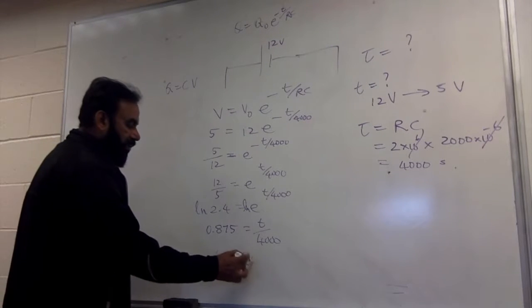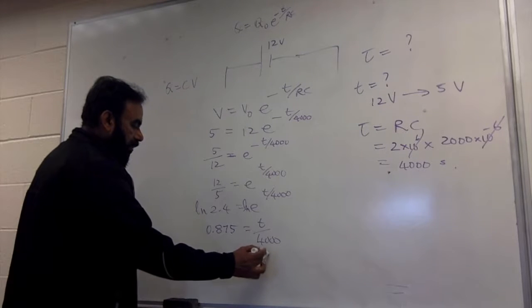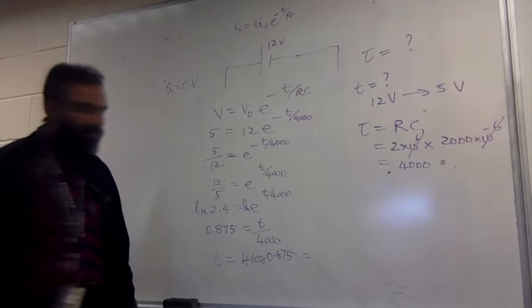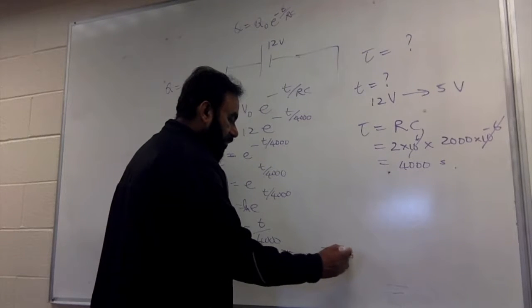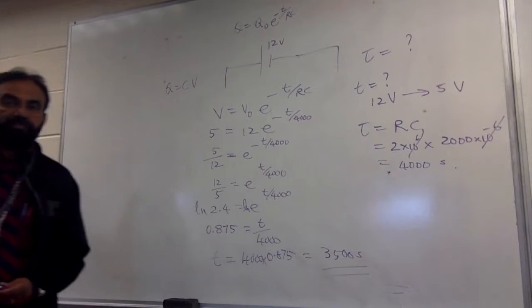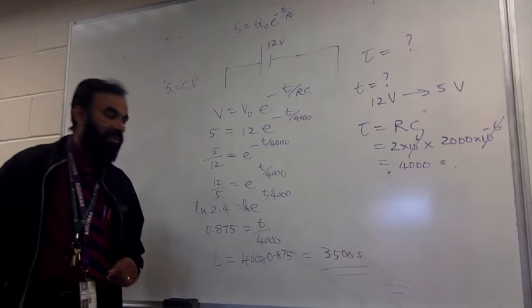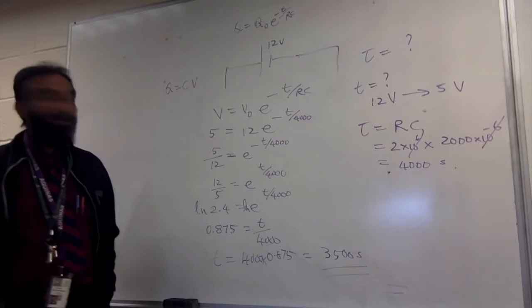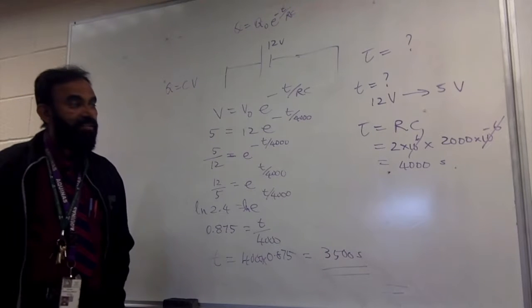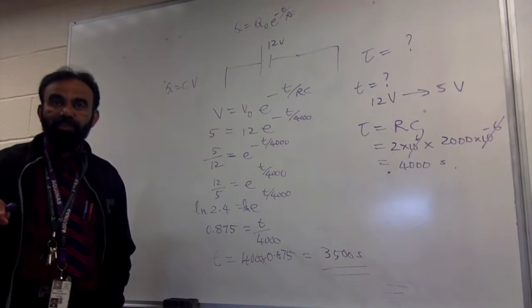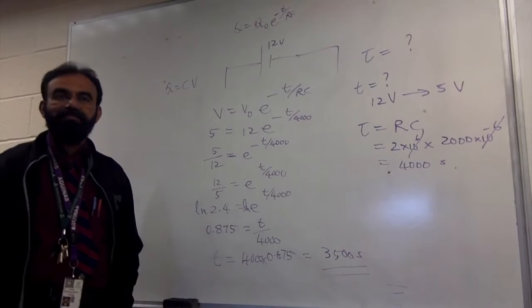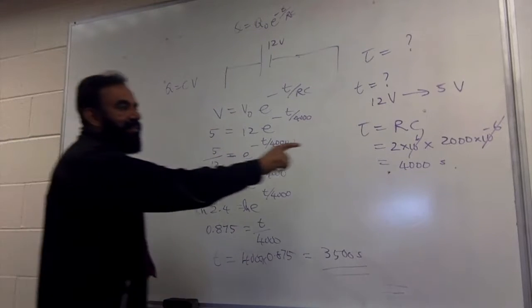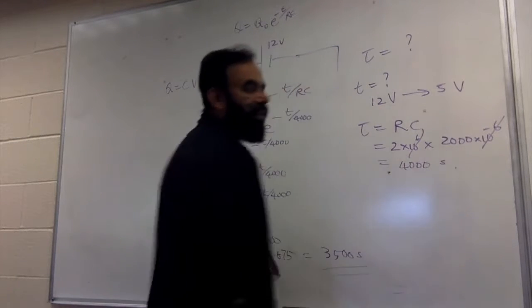Time is equal to 4000 times 0.875, which is how many seconds? Almost 3500 seconds. That's close to an hour. 3500 seconds is a lot of time. So what's going to happen is that the capacitor is going to hold the relay on for approximately an hour and then release it. What made it delay that much is the value of 2 mega and 2000 micro.